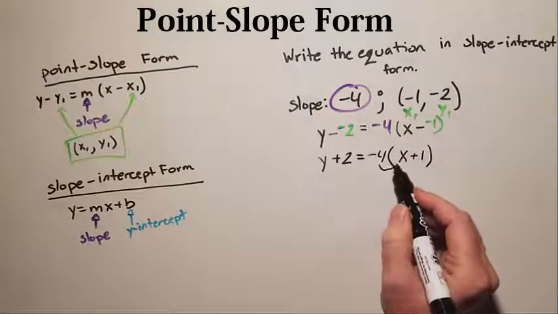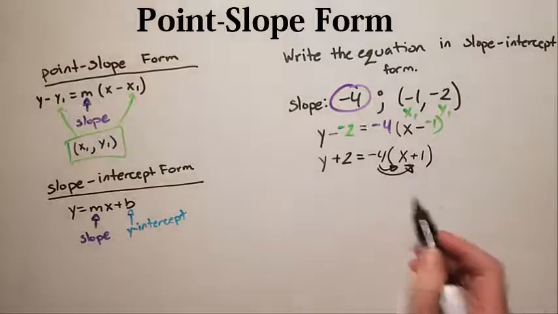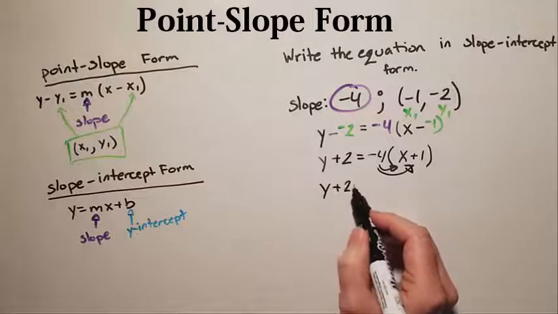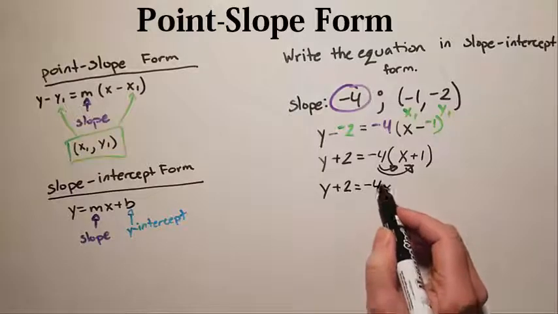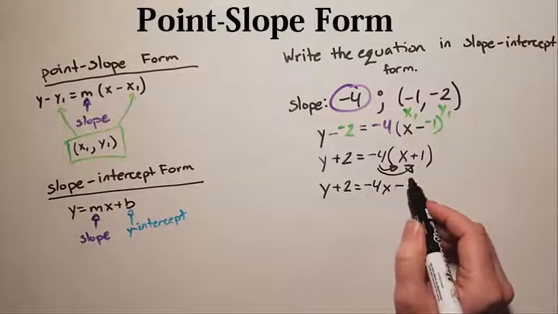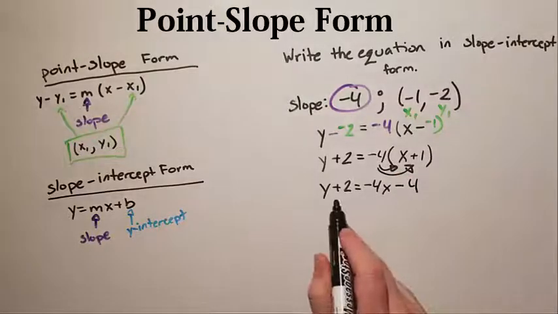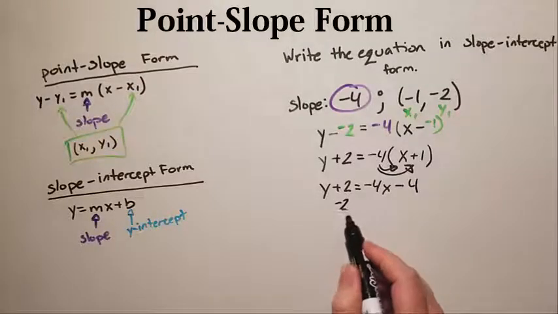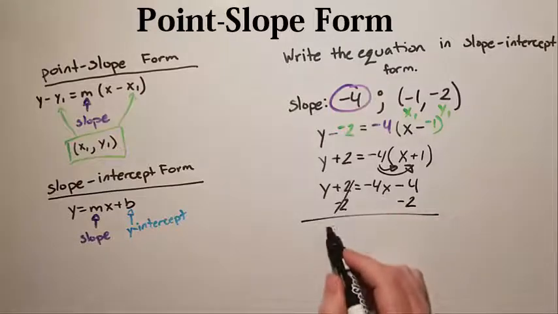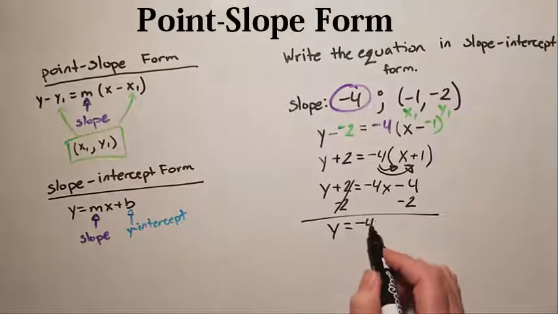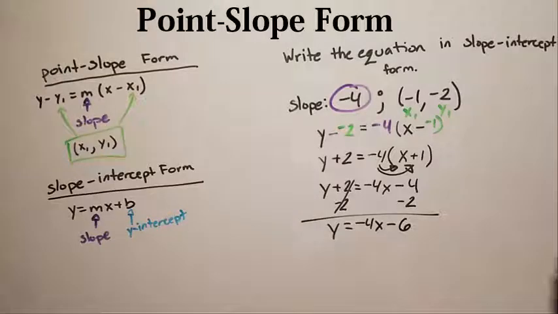So now I'm going to distribute the negative 4 into the parenthesis. So I have y plus 2 equals negative 4 times x is a negative 4x. Negative 4 times 1 is a negative 4. Now I want the y by itself, so I'm going to subtract 2 from each side. Subtracting 2 here, subtracting 2 here. I have y equals a negative 4x minus 6.